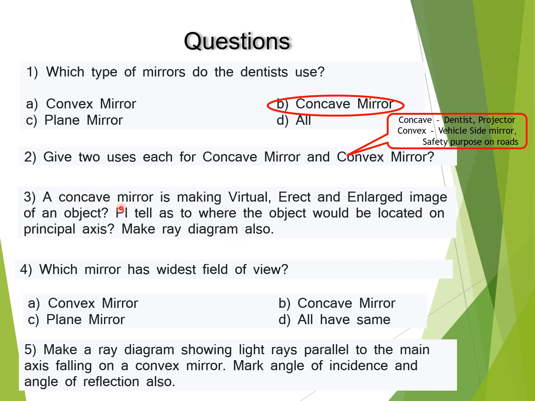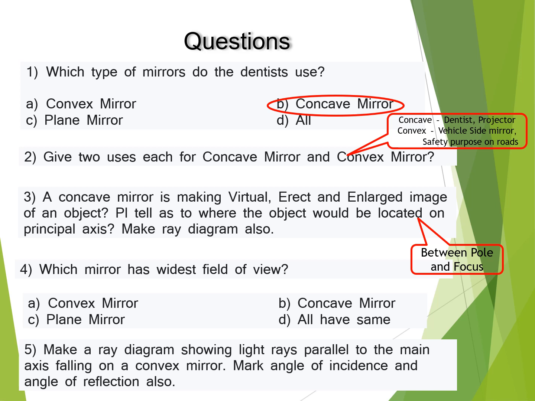So in a concave mirror, there is only one position where the virtual image is made. That is when the object is placed between focus and pole, then the virtual, erect and enlarged image is formed. So the answer is between pole and focus. The ray diagram, of course, we have found before also, that can be referred to.